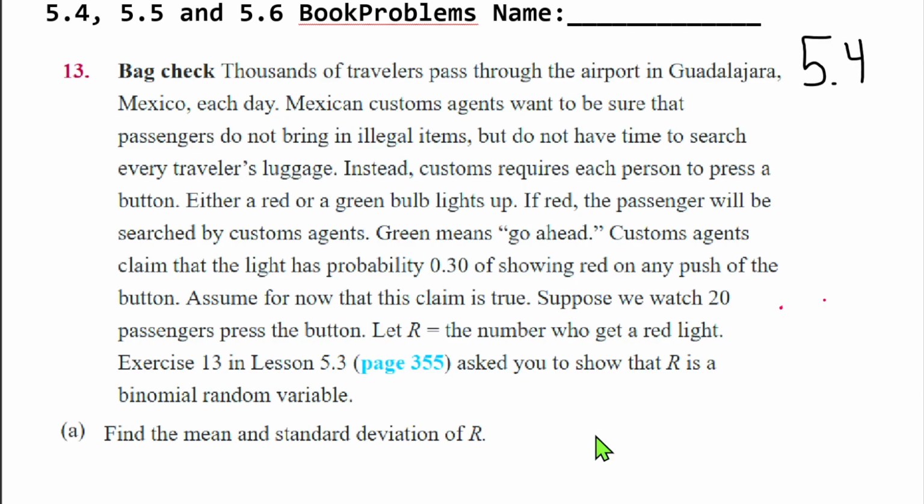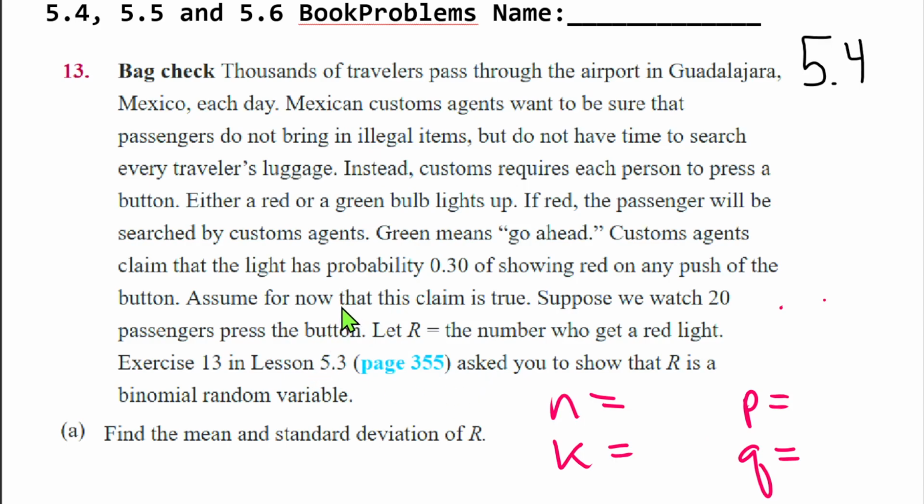So the first problem is a binomial setting because you have a success or a failure. You have a red light or a green light. And when we do this, of course, we're thinking, what is the number of trials? What is the number of successes that we're looking for? What is the probability of success? And what is the probability of failure? And so what happens? Let's see.